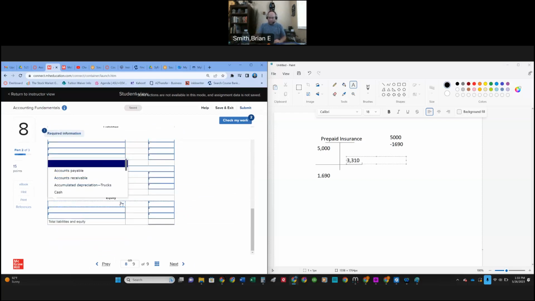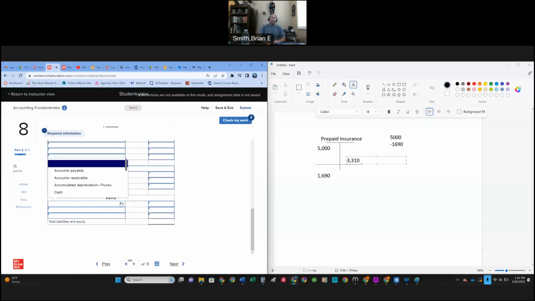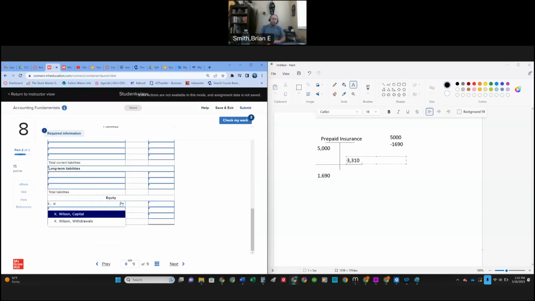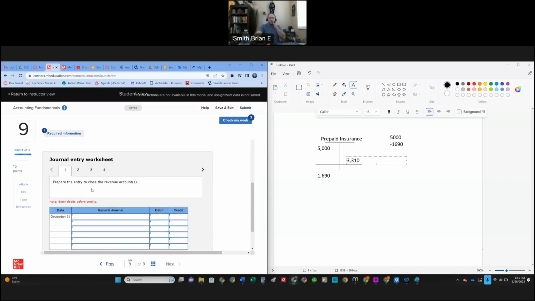It's going to be harder once we go over corporate because they have a bunch of equity sections. It's K Wilson. We're going to go K Wilson capital, and whatever balance we calculated on the other ones is what we're going to go here. And then the last one, what you're going to do here is do your journal entries to close.